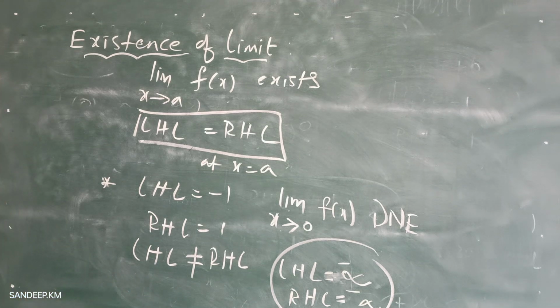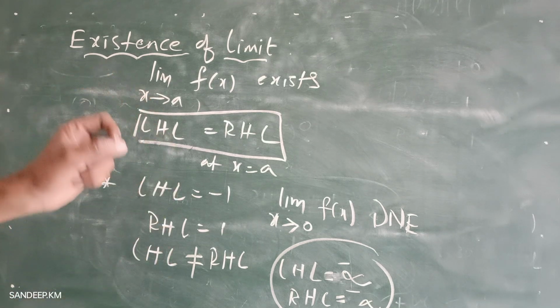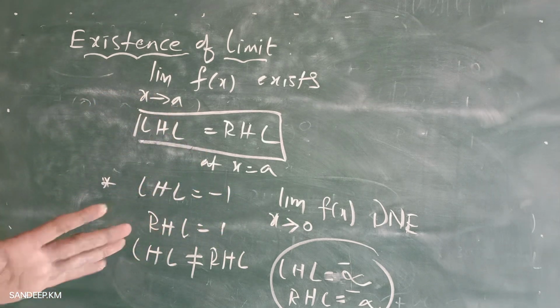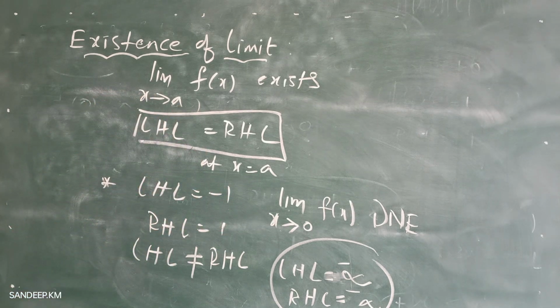So dear students, I hope you understood when the limit exists and when the limit does not exist. The limit of a function exists only when its left hand limit is equal to its right hand limit. We will not worry about the value of the function. Okay? So I hope you understood this particular concept of introduction to limits.